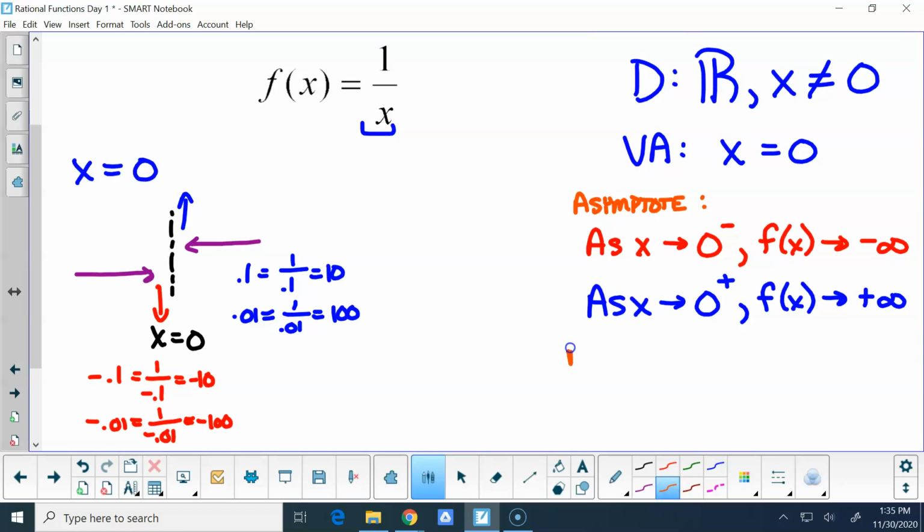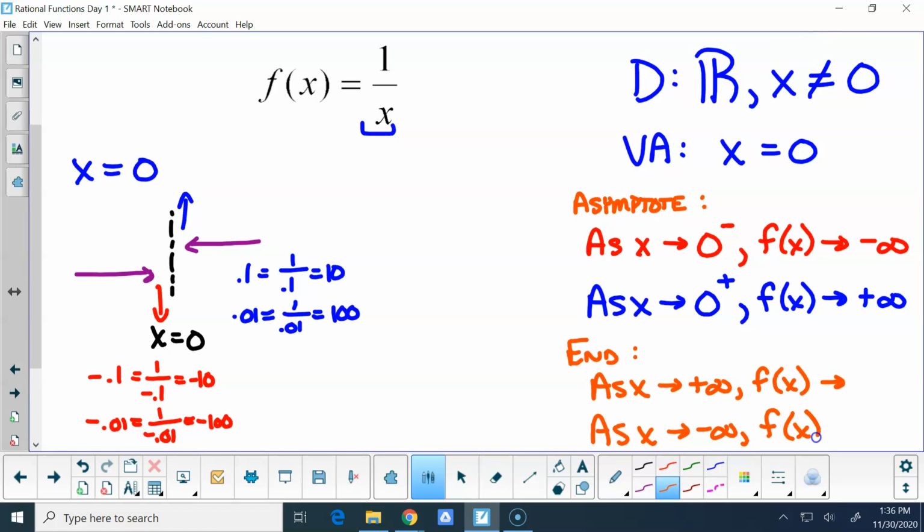Then one last thing we've got to find, and that is we've got to find our end behavior. So our end behavior is going to be as x approaches positive infinity, our function is going to be approaching something, and as x approaches negative infinity, our function is going to do something.